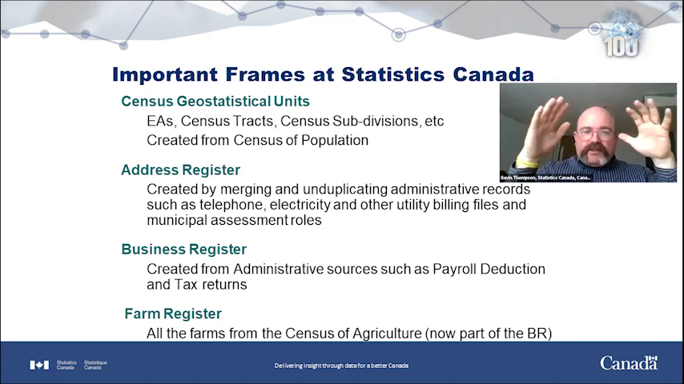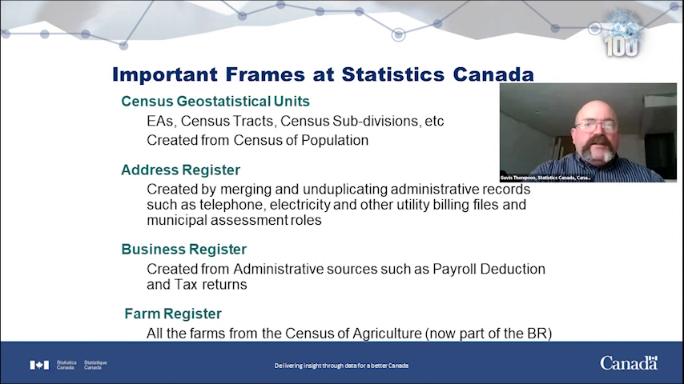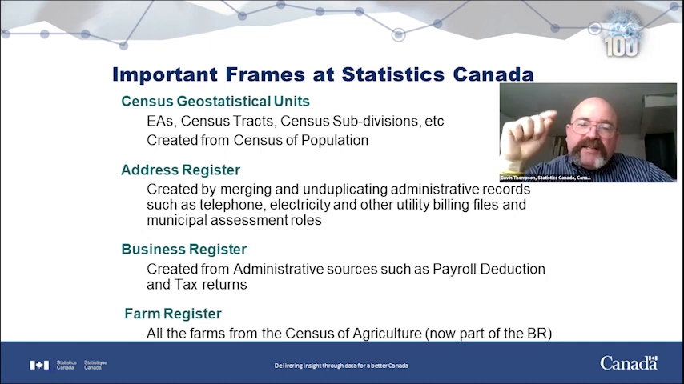Census of geostatistical units. So that's this idea of geographical boundaries. We have our business registers. These are created from administrative sources such as payroll deduction and tax returns. The farm register, these are all the farms from the Census of Agriculture. We've now rolled this up into the business register because for us, farms are businesses. There's just a flag on the file that says, is this a farm, yes or no? So it's all maintained in the same place now at Statistics Canada.